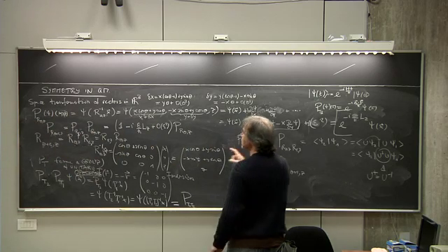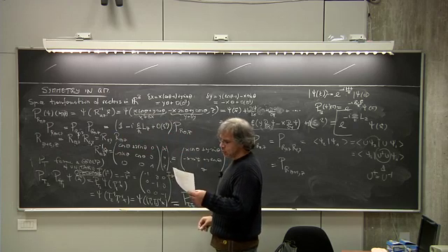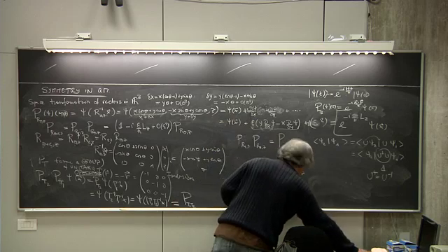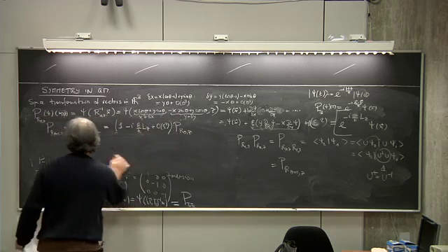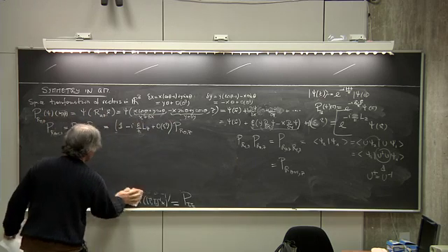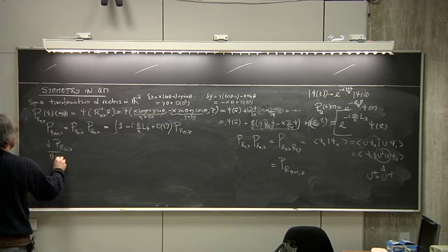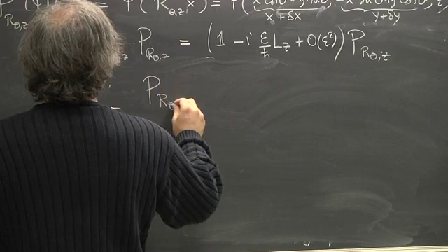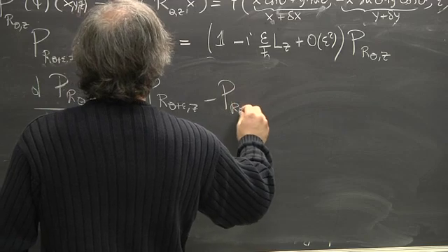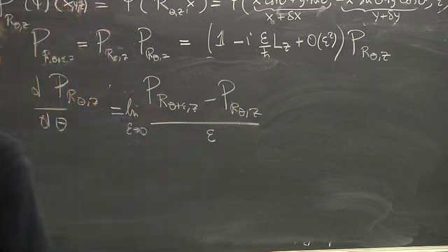Now, if this P of R theta plus epsilon written in this way is clear, let us do one more step and try to write the derivative of P of R theta with respect to theta. How do you define derivatives? Well, you define derivatives in the usual way. You say, okay, I have P of R theta plus epsilon minus P of R theta, and then I divide by epsilon, and I take the limit epsilon going to 0. Any meaningful derivative should be like that, right?